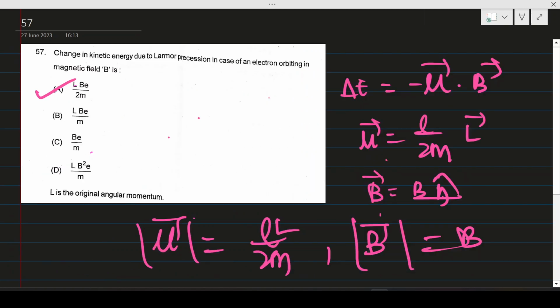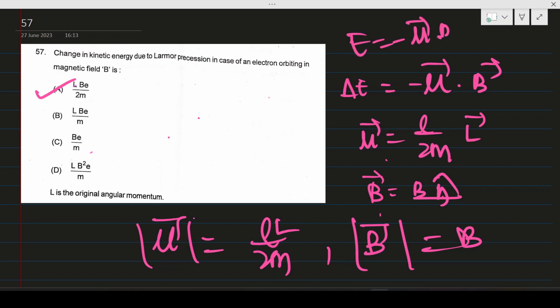Next, the change in kinetic energy due to Larmor precession in the case of an electron orbiting in a magnetic field B. So basically, if anything is asked about the energy due to Larmor precession or due to spin orbit coupling or due to anything, the basic formula for energy is equal to minus mu bar dot B bar, where mu bar is the magnetic dipole moment and B bar is the magnetic field. Now, the formula for the magnetic dipole moment is e by 2m into L bar. And the magnetic field is B bar.